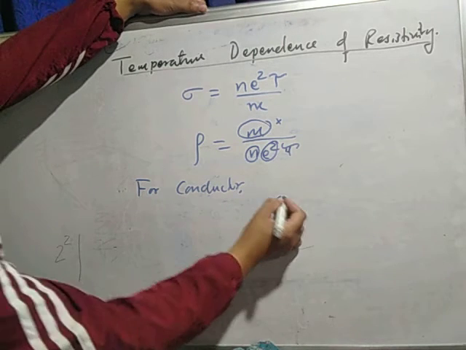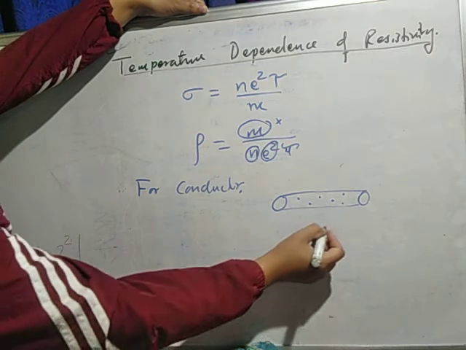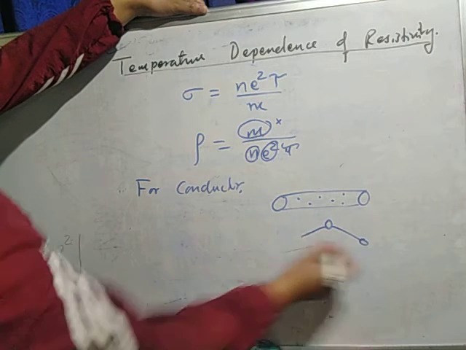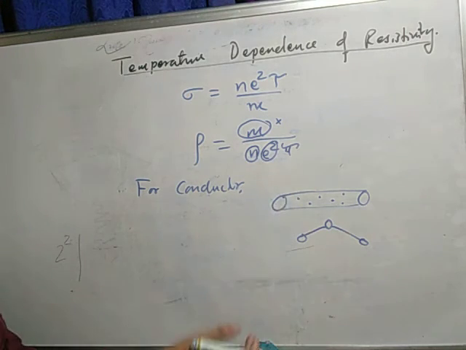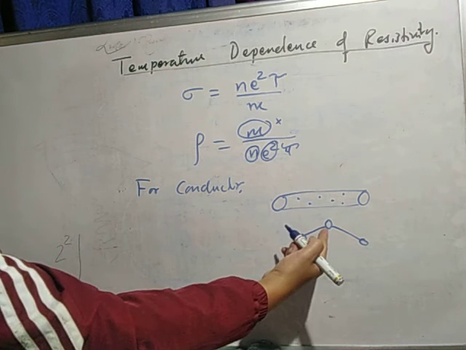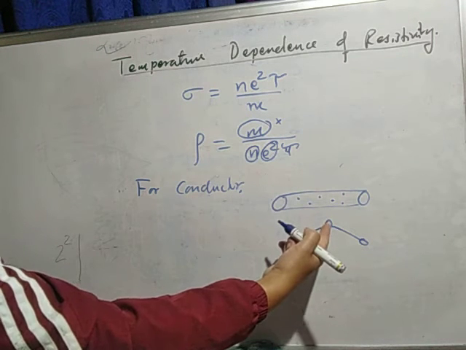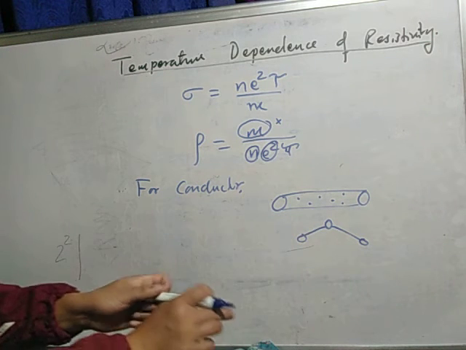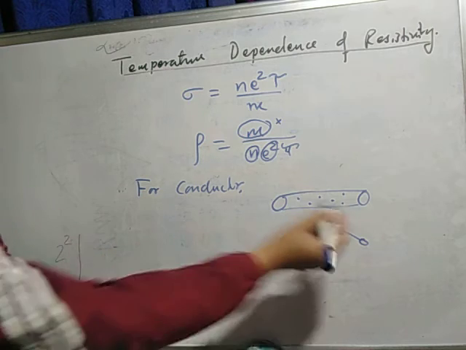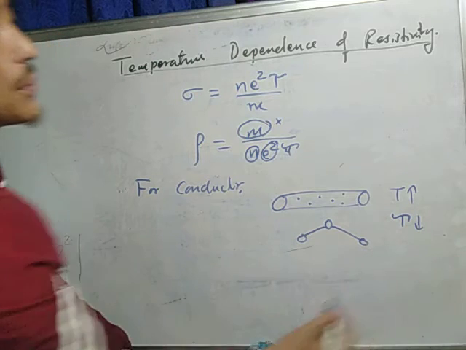See, this is our conductor, and there is an electron. Whenever you increase the temperature, its velocity increases, yes or no? The time between two collisions is your relaxation time. If velocity increases, then relaxation time decreases, isn't it? Will it collide sooner or not, moving at this speed? So write down: if you increase temperature, tau decreases.